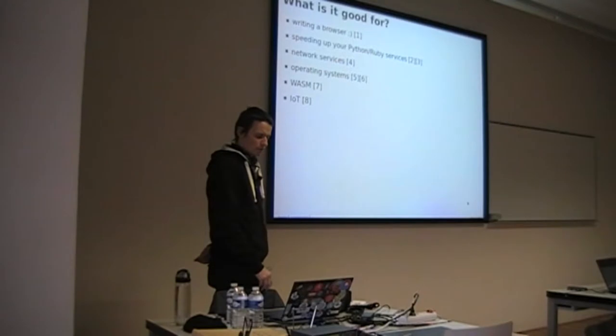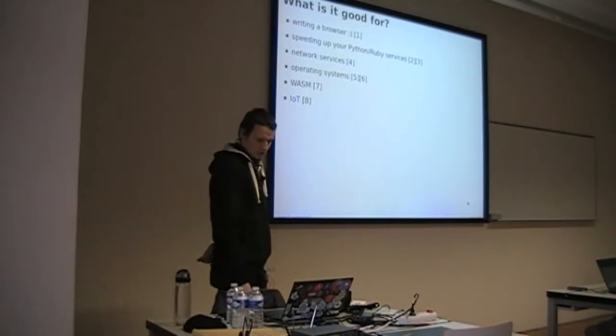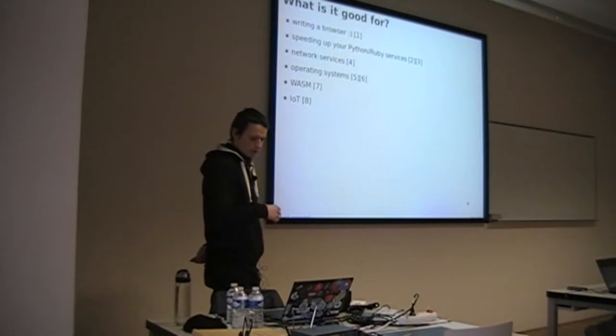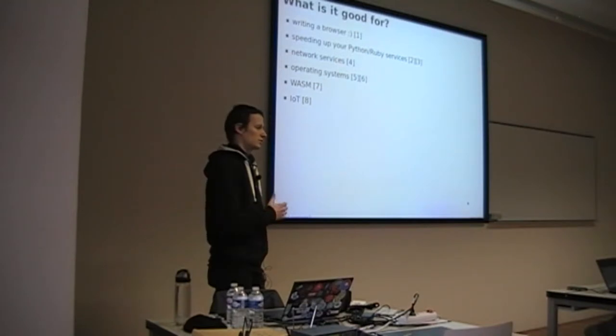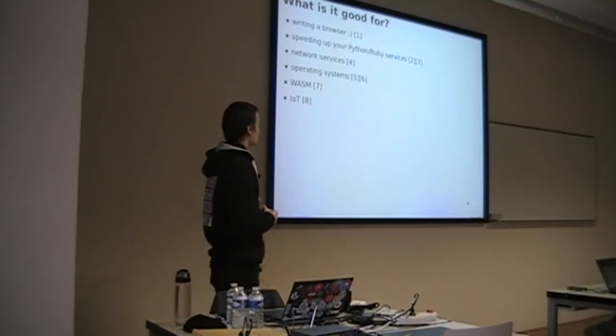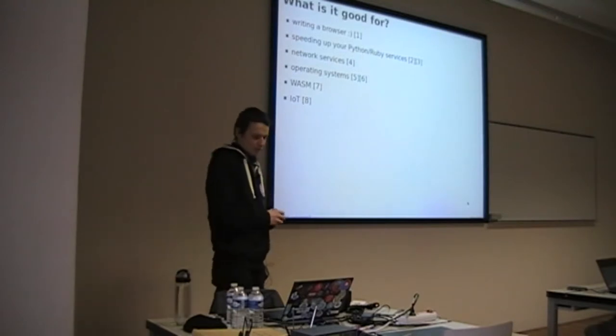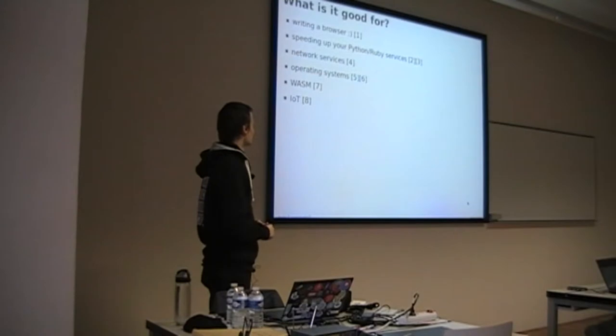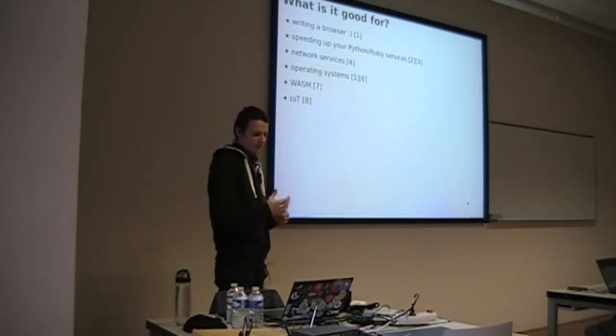For example, many people use Rust for speeding up their web services. I read some articles about log parsing. There was a Ruby service, and after they had more and more customers, they found out there was a bottleneck in parsing, so they wrote this part in Rust, and it was much faster. You can also write some network services, even operating systems. Also, a pretty interesting domain is WebAssembly, although I don't really know anything about it. And finally, IoT. If there is a compiler backend for your platform, it should be possible to compile to embedded devices as well.